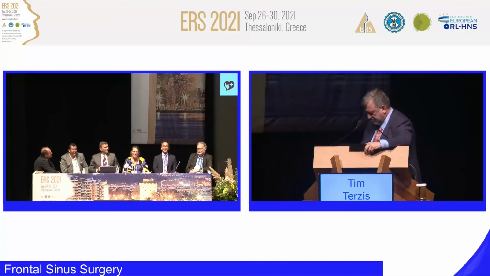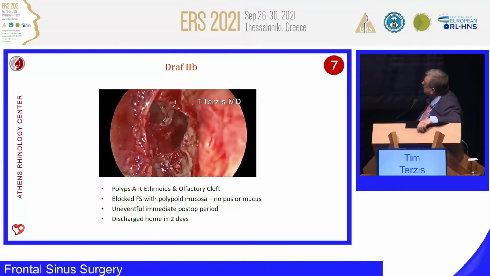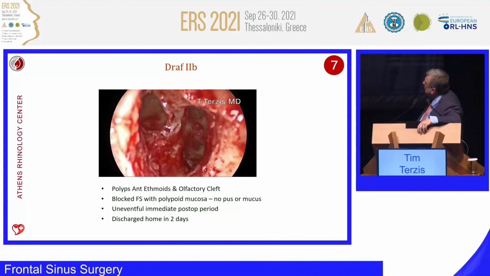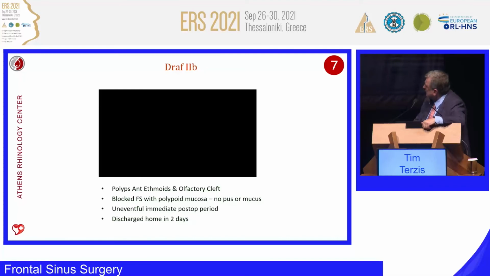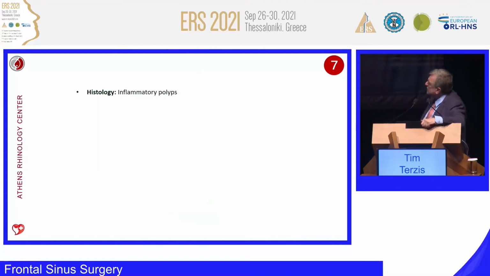Biopsy, yes. So we did a biopsy by a Draf 2 procedure. That's the Draf 2, the opening to the other sinus as well, just in case. Polyps, anterior ethmoids, olfactory cleft. Everything was okay. Discharged home in 2 days. Histology: inflammatory polyps. Disappointment.